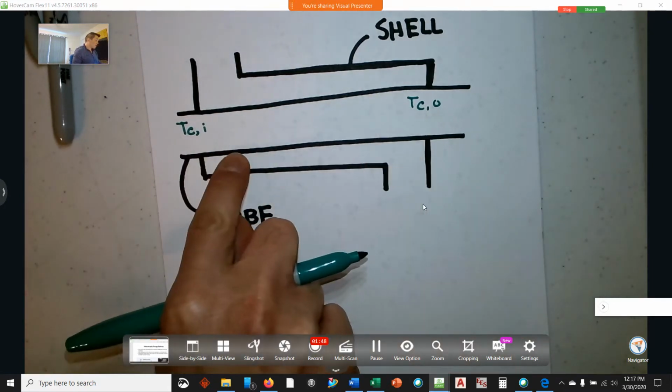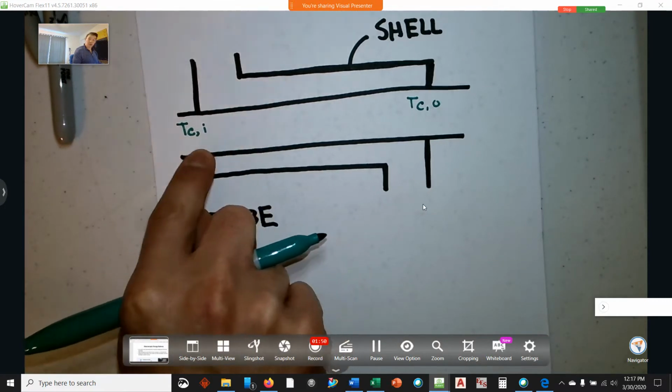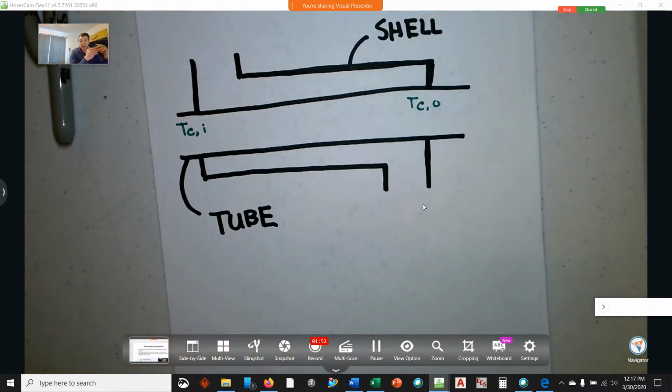We generally neglect the pressure drop in pipes in the tube side of the shell and tube heat exchanger. Generally, we say that delta P is 0. Otherwise, we need to include more terms in our enthalpy change. But we assume delta P is 0.